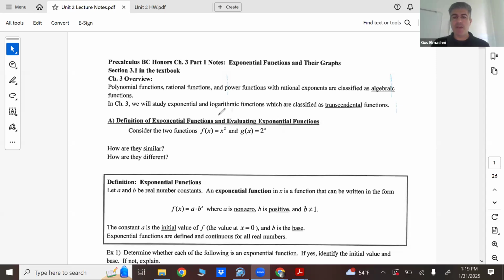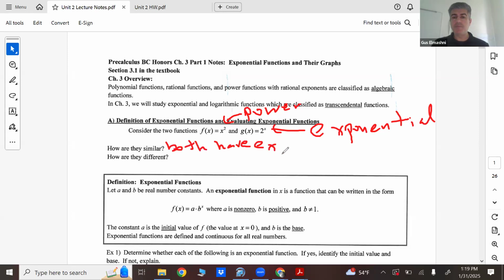Like when you compare x squared. So x squared is a power function. And of course, that's an exponential function. How are they similar? They both have exponents. I mean, I think it's pretty obvious, right? But how are they different?